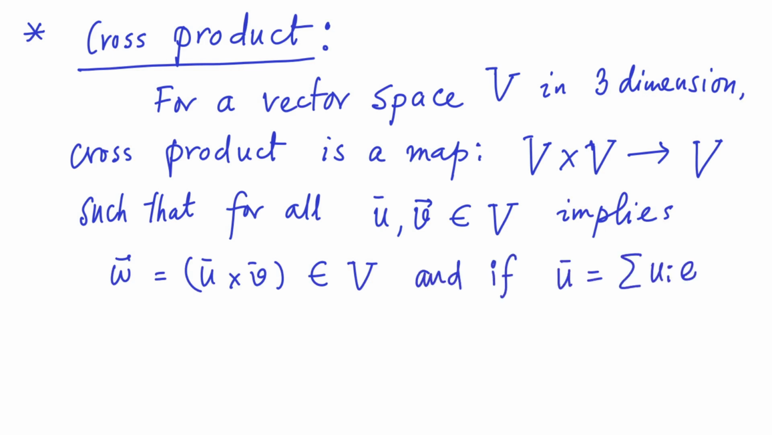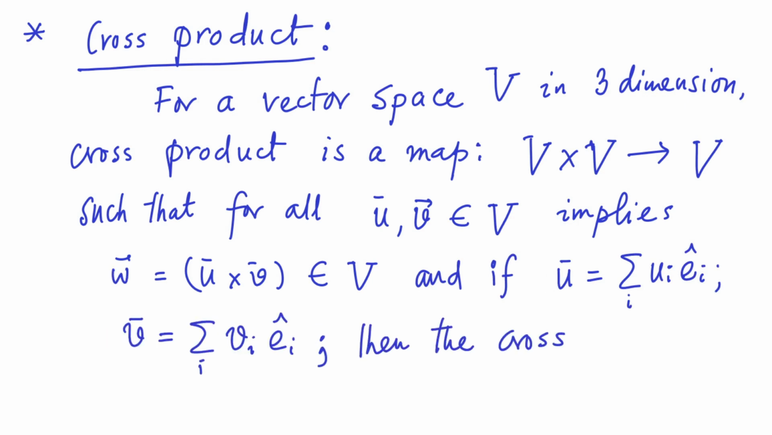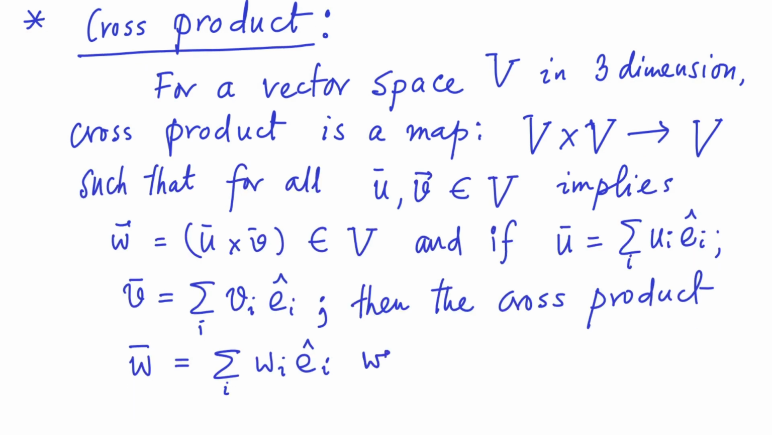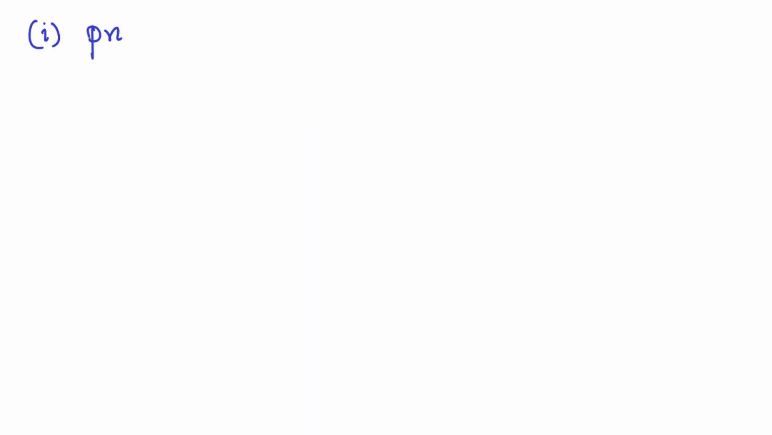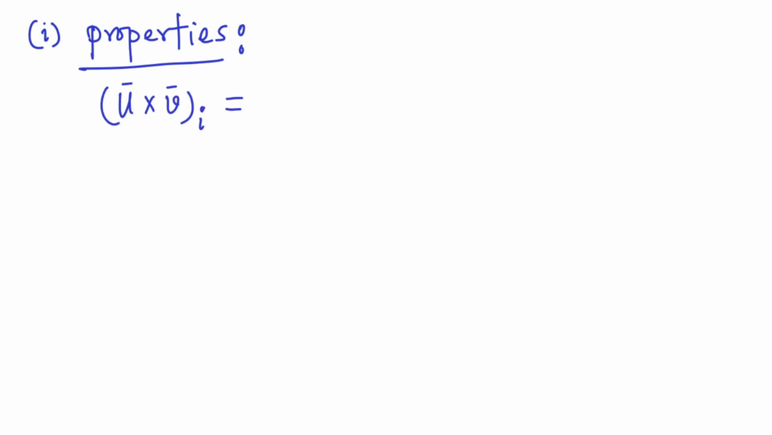And if u and v are written in component form in terms of a set of basis vectors, as you see it here, then the cross product w can also be expressed in terms of the same set of basis vectors, where the ith component of w can be written as epsilon ijk times u_j v_k, summation over j and k, as you see it here. Now, let us go through the properties of the cross product.